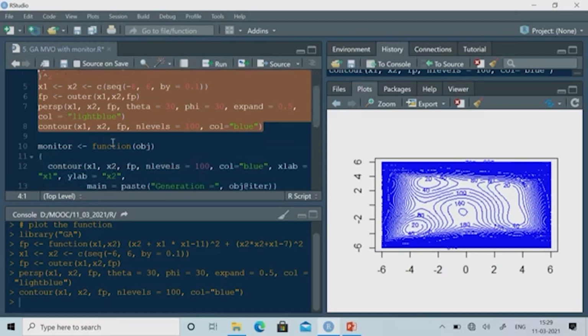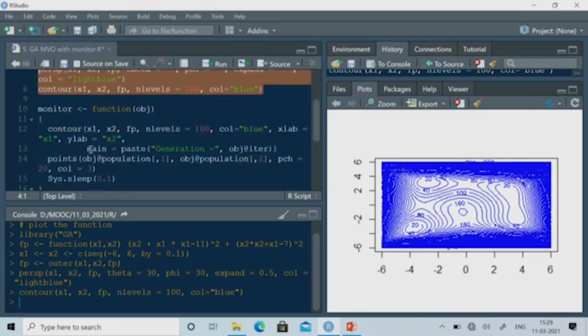Then I have written this monitor function. Earlier, in the monitor function, we used curve because that was a single variable function, but in this case I have used contour. Here we have two variables, x 1 and x 2. This is the function value, then number of contour levels I have used 100, then color I am using blue, and I am also defining x level and y level. And then in the main, I would like to write the generation.